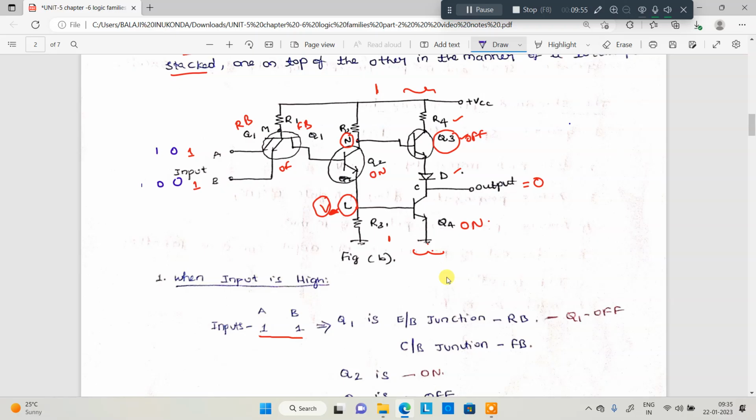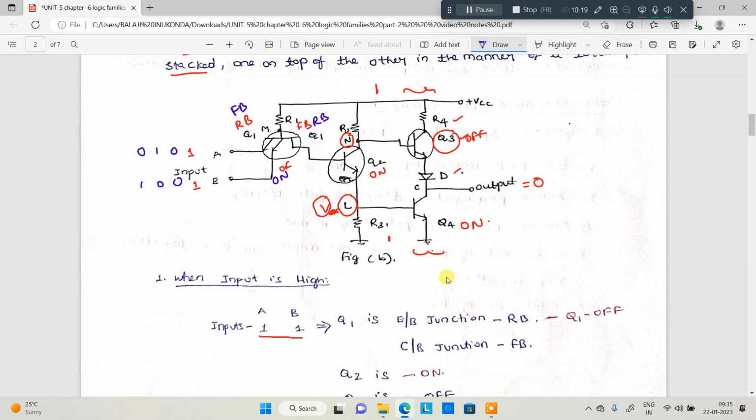Now in the second case, either any one input is 0 or both the inputs are 0. In that particular case, what will happen here? Whenever both are 0 or any one input is 0, the transistor Q1 is in the on state. It is a forward biased base emitter junction. So whenever the base emitter junction is forward biased, the base collector junction is reverse biased.